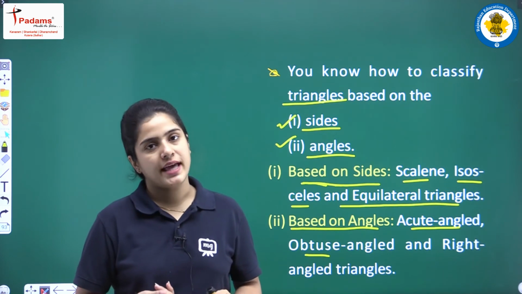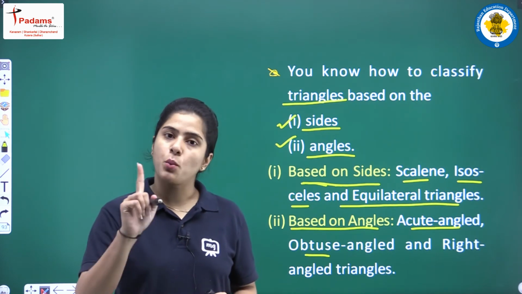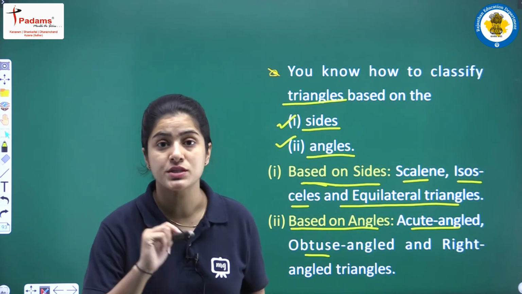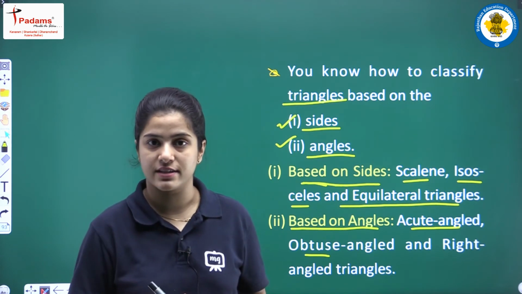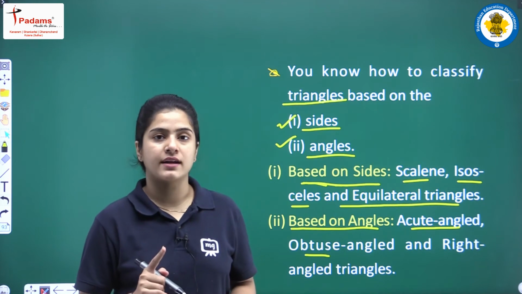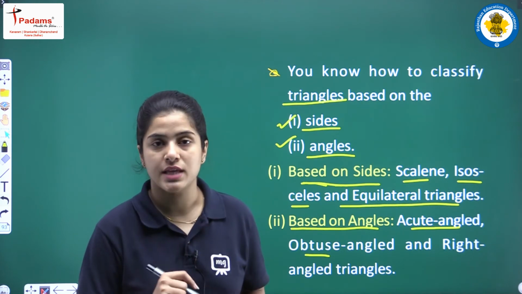Okay, so next, the triangle in which one angle is obtuse angle, that is greater than 90 degrees, then that particular triangle is called obtuse angle triangle.